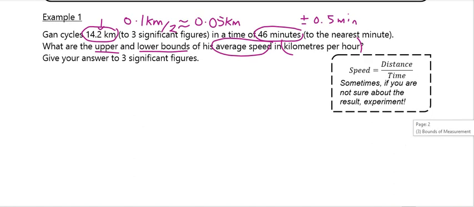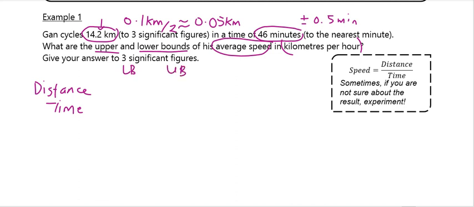Here is your given formula, as a side note: speed equals distance over time. But first, we are going to find the lower and the upper bounds of the distance and time, right? So distance over here, and time will be over here, and I will use a sort of table to determine the lower and upper bounds.